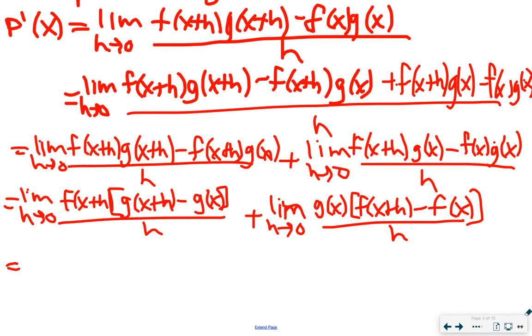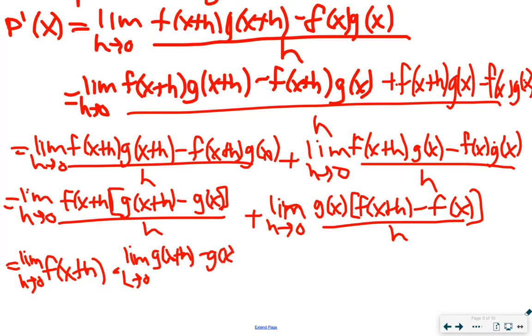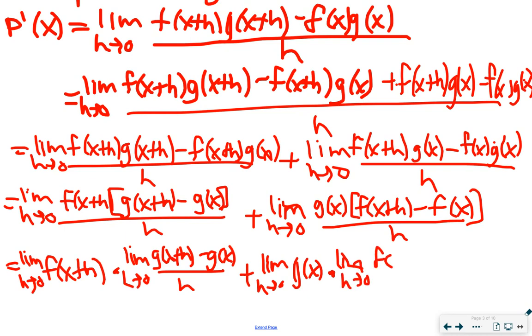So that gives me the limit as h approaches 0 of f of x plus h, being multiplied by the limit as h approaches 0 of g of x plus h minus g of x over h, plus the limit as h approaches 0 of g of x, multiplied by the limit as h approaches 0 of f of x plus h minus f of x, all over h.